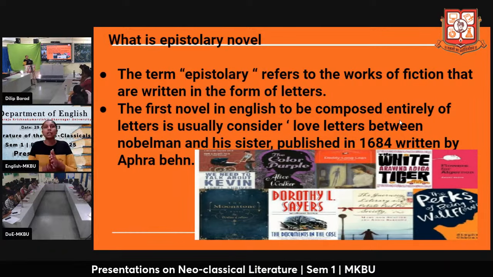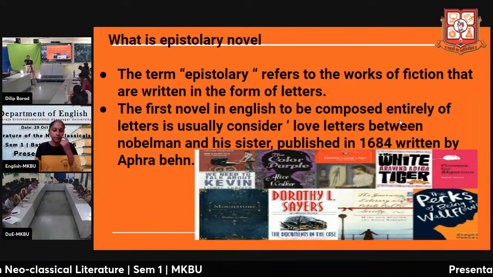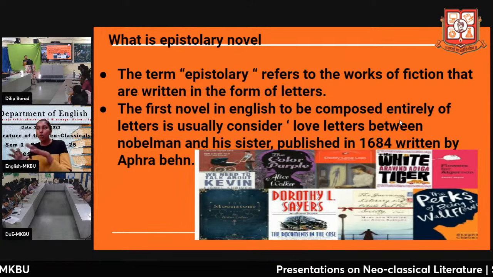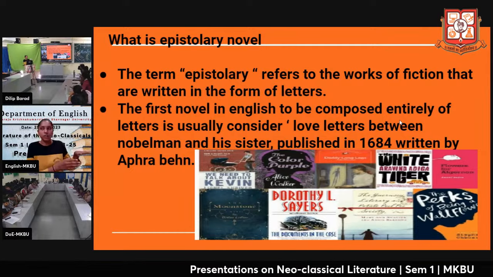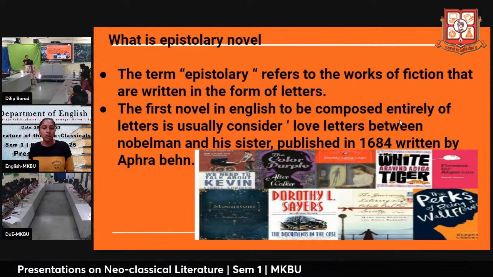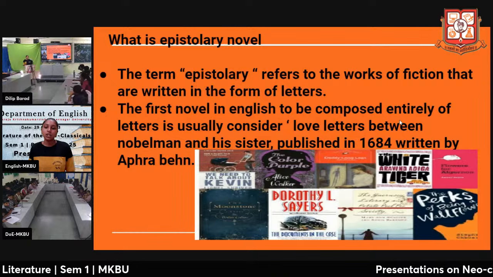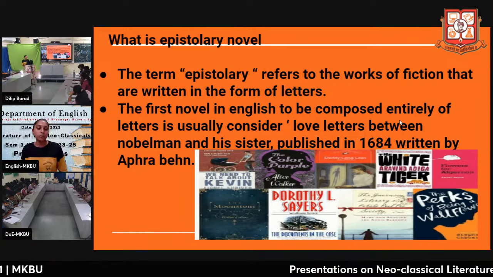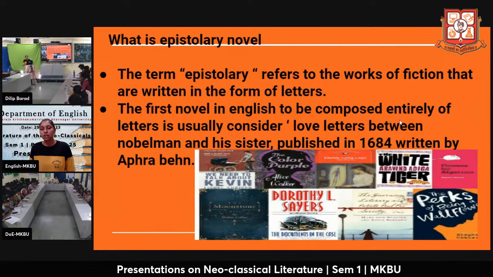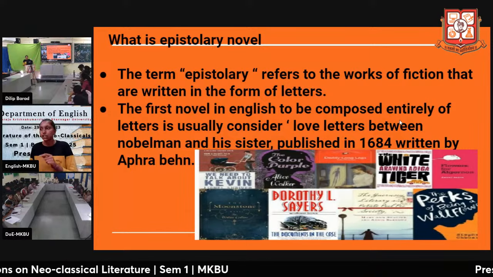So we can say how Samuel Richardson is famous for the epistolary novel, because he depicted the old letter culture in the modern novel. The first English epistolary novel is Love Letters Between a Nobleman and His Sister. It was published in 1684 and written by Aphra Behn. The first epistolary novel was written in the Spanish language. This one is what I have mentioned here. It is the first English epistolary novel.